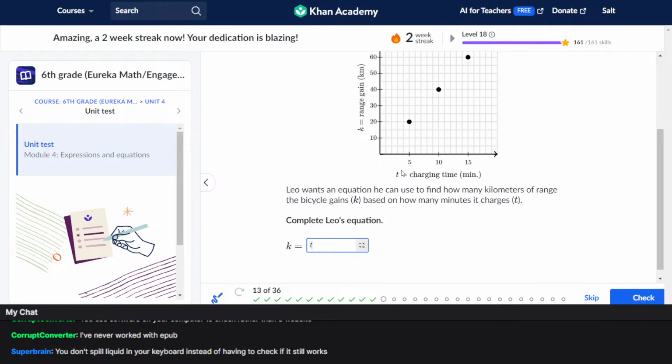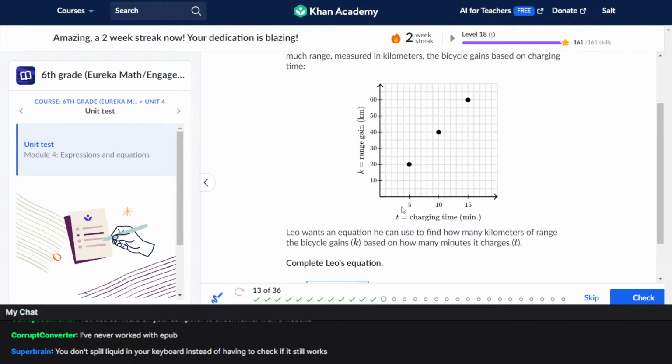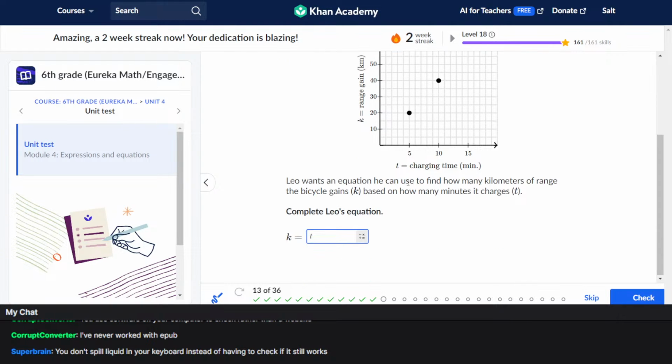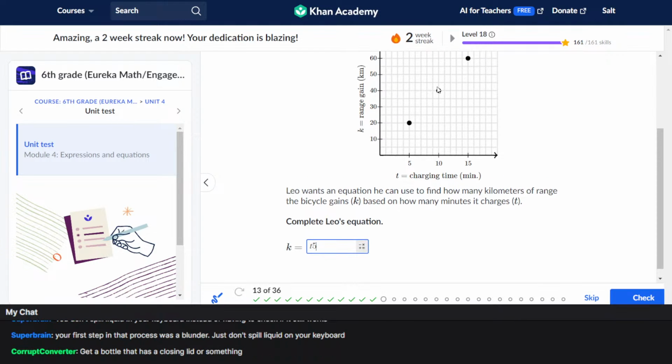Range is T. Times 5? Wait, no. 10. T times... Superbrain says your first step in that process was a blunder.